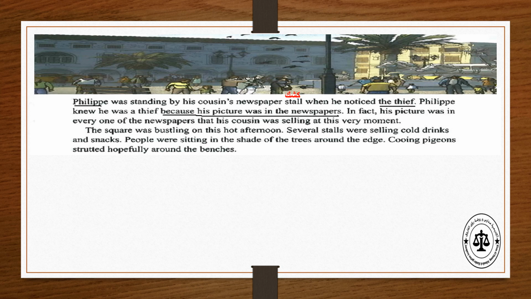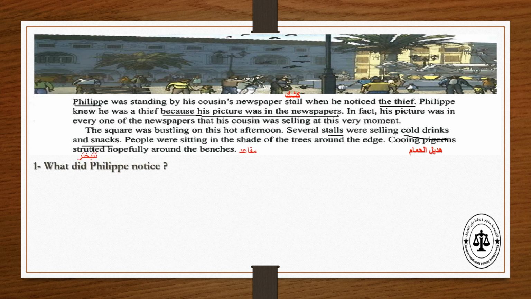In the second paragraph, we have a description of the square. The square was crowded. There are lots of people. And we have lots of stalls. These stalls were selling cold drinks and snacks. People were sitting in the shade of the trees around the edge, and there were cooing pigeons that walked hopefully around the benches.